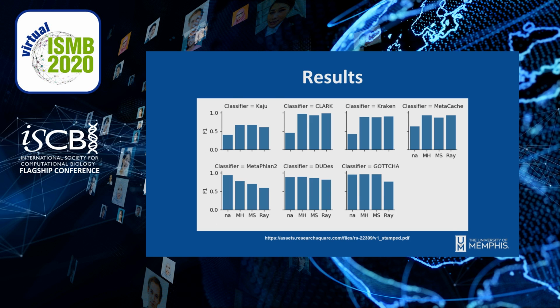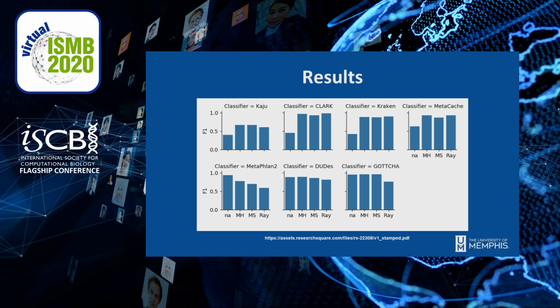Here are the overall results of F1 score across the 7 classifiers on short reads, NA, and on longer reads assembled by MEGAHIT, MH, by metaSPAdes, MS, and Ray. In the figures, MetaPhlAn2 performance got worse with assembled reads compared to its performance on short reads. As seen in the figures, the overall F1 score is highest when reads are not assembled with MetaPhlAn2.